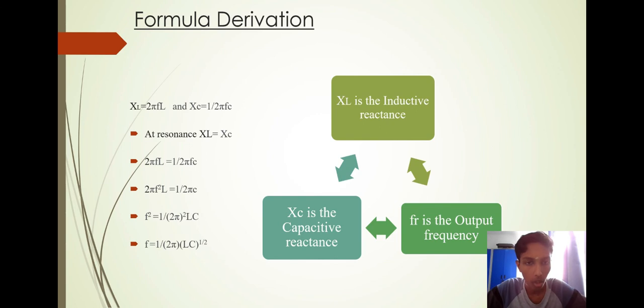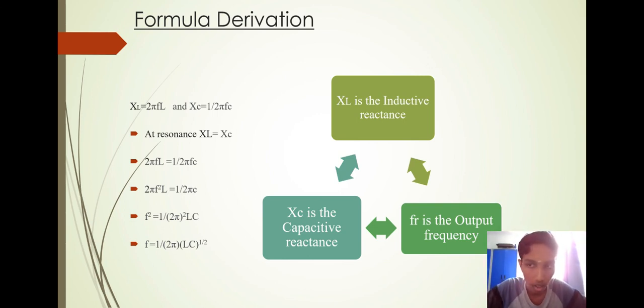As I told you in the previous slide, at resonance XL is equal to XC, that is, inductive reactance equals capacitive reactance. In this condition, the resonant frequency arises: 2 pi FL equals 1 over 2 pi FC. So 2 pi F square L is equal to 1 over 2 pi C, and we get F square equals 1 over 2 pi square LC. In order to get F, the output frequency, we use the formula F equals 1 over 2 pi times the square root of LC.